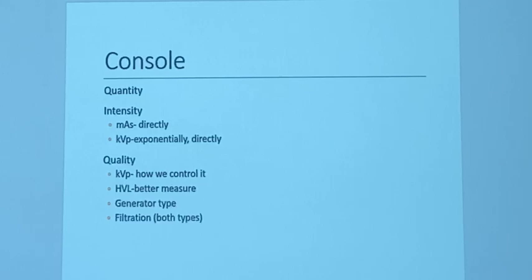All right, so how we control KVP is just with KVP settings, and we tend to think of KVP as being what controls the quality, whereas really half-value layer describes a better quality X-ray beam.